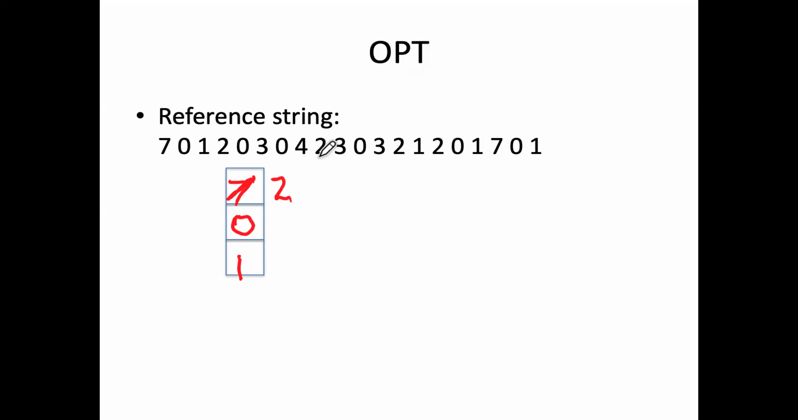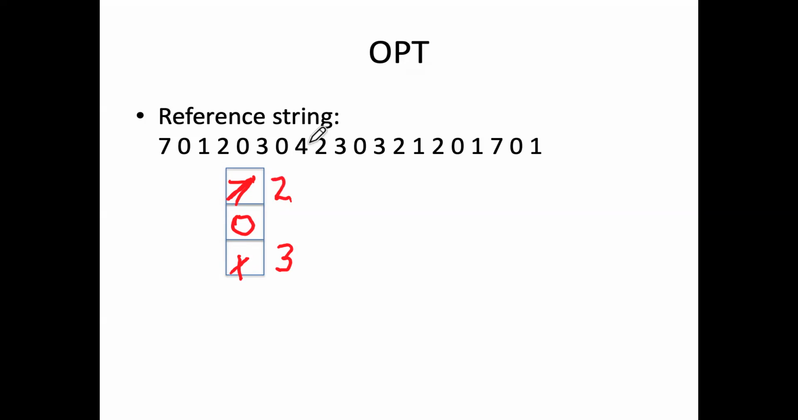I better not throw out 2 because it's going to be accessed after that. So that leaves page 1. I'm going to throw out page 1 to bring in page 3. And then page 0 is memory resident, so that's not a page fault.